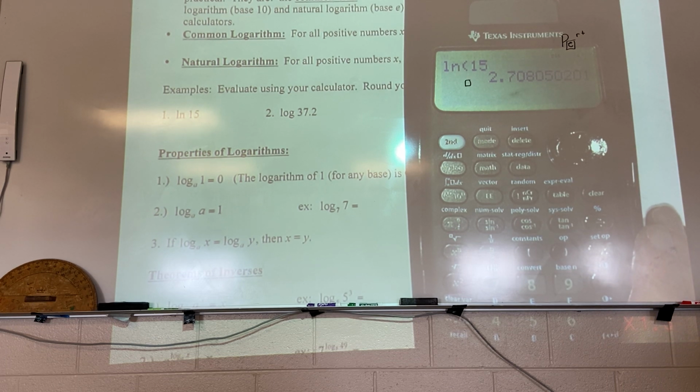And then number 2, you're just going to log 37.2. Nothing to it. Okay, so that's the first examples.